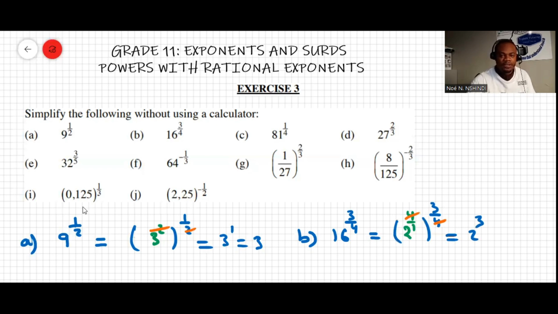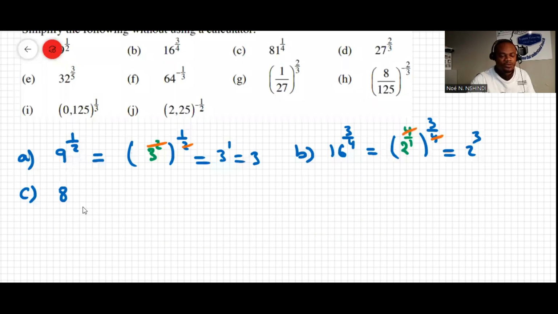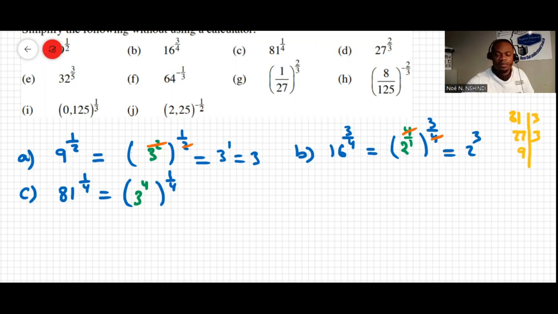C is 81 to the power of a quarter. And then we're going to write 81 in terms of its prime factor. It is 3 to the power of 4. Okay. If you don't know how to get the prime factor, you use a factor tree. Let's do 81 here. I'll give an example of 81. 81 divided by 3 is 27. By 3 it's 9. By 3 it's 3. And by 3 it's 1.